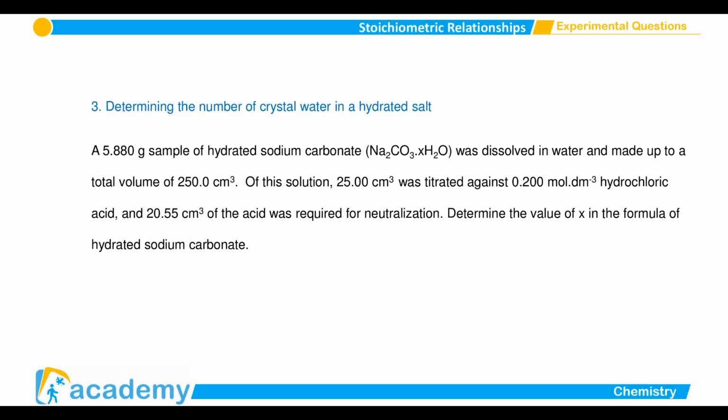Hello everyone! In our previous videos, we saw two types of experimental questions in the stoichiometric relationships chapter. The first one was about the empirical and the molecular formula, and the second one was about determining the molar mass of an ideal gas. And this is the third video, and it is about determining the number of crystal water in a hydrated salt.